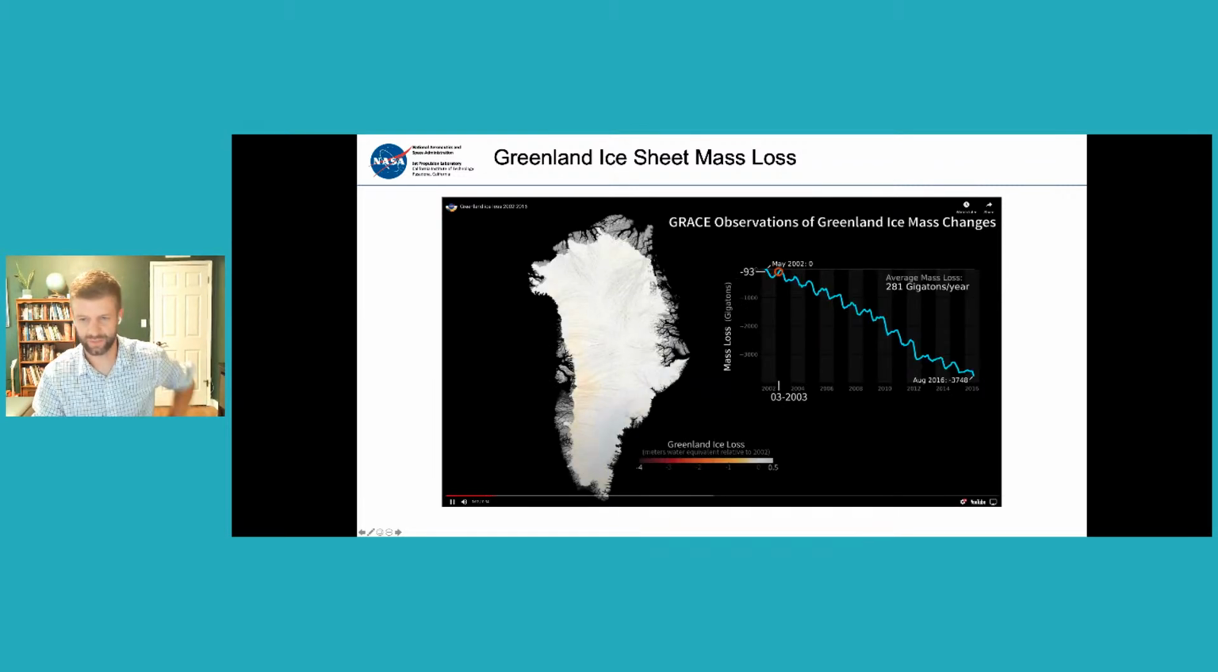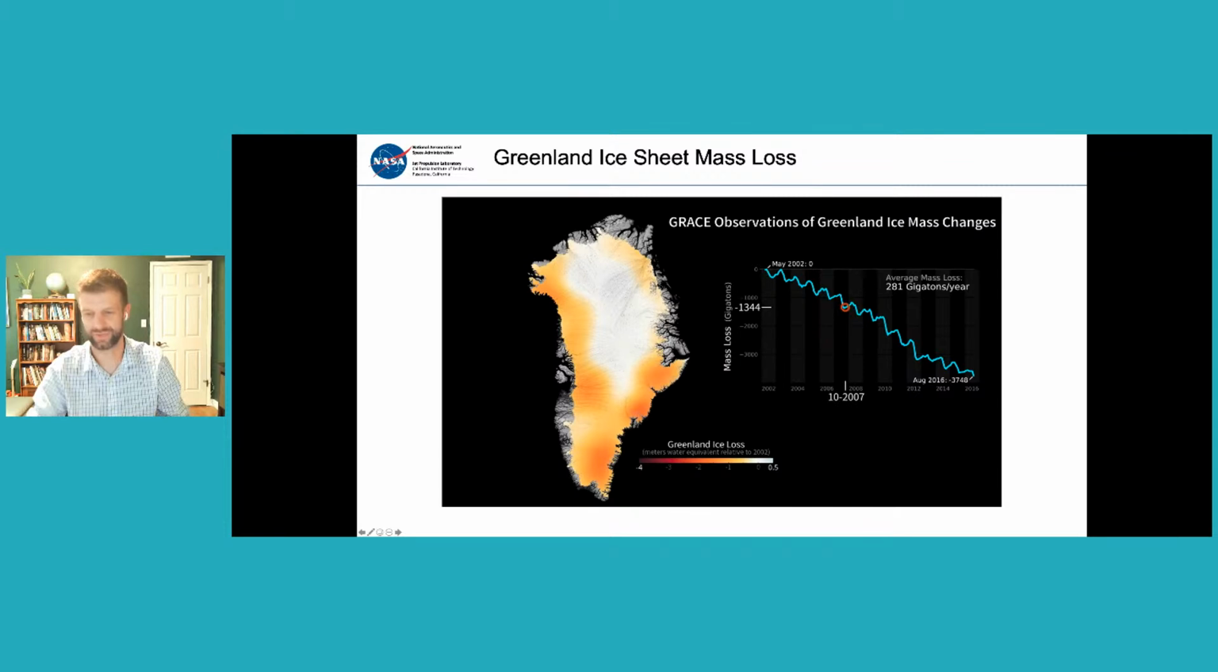So this is just a schematic. We're starting out here in 2002. So this is mass loss. That's basically how much ice is being lost. If I were to look at this on the ocean side of things, it would be the opposite direction. We'd be adding mass to the ocean as a result of this.